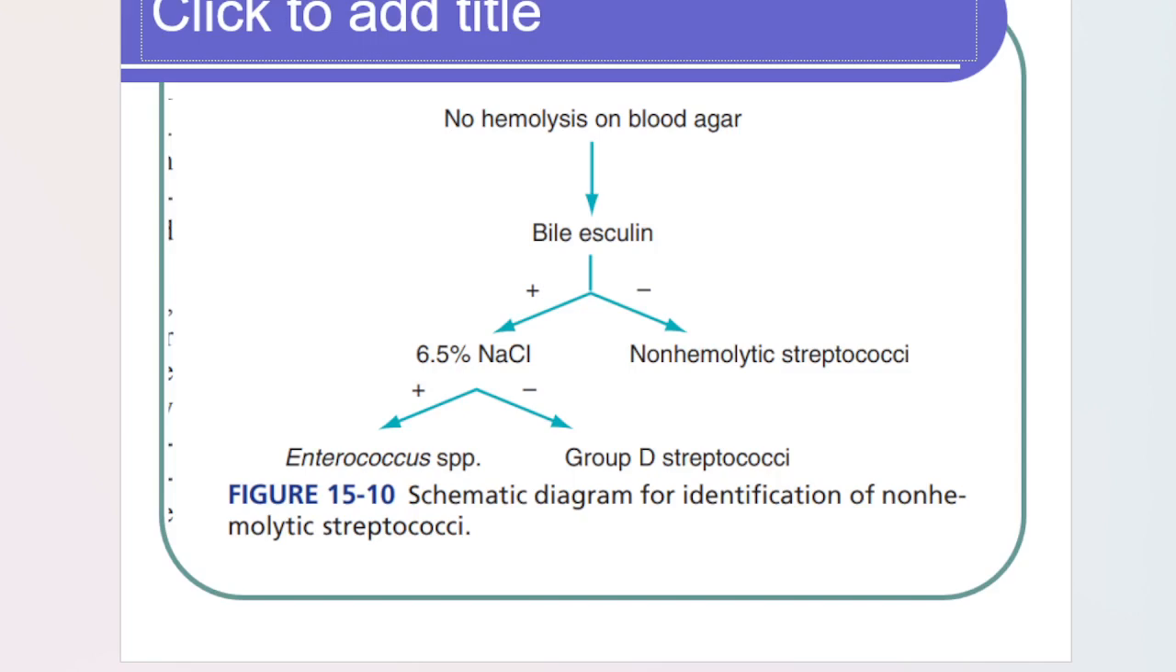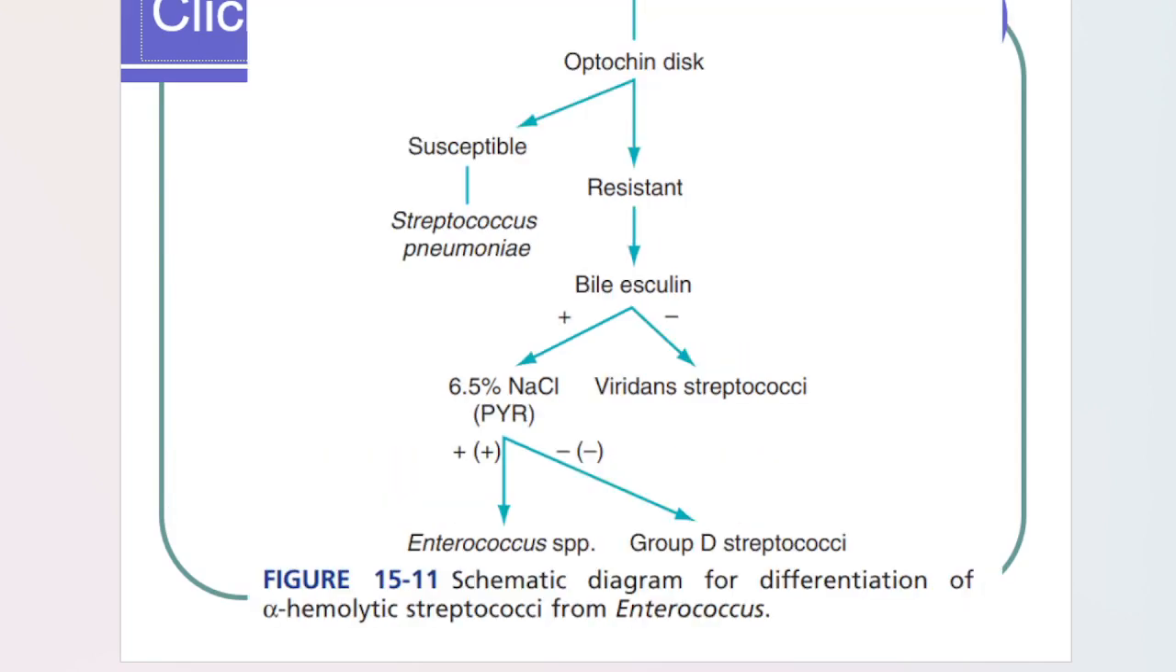So, differentiation: if there is no hemolysis on blood agar, proceed with the bile esculin test. Okay, because it could be Enterococcus or group D Streptococci. So, perform bile esculin; if positive for bile esculin, proceed with 6.5 NaCl. That can differentiate between Enterococcus and group D Streptococci. But if negative for bile esculin, those are non-hemolytic Streptococci. They could be viridans.